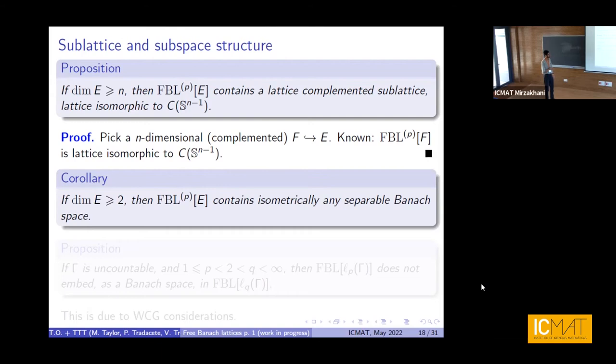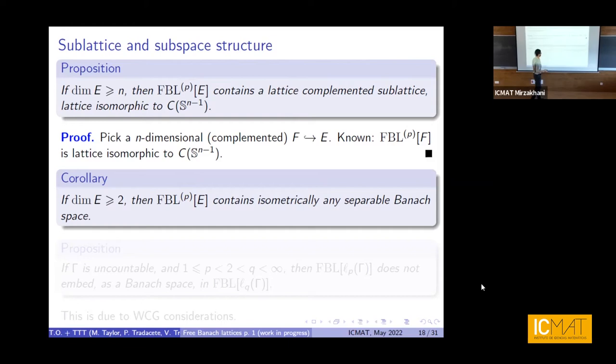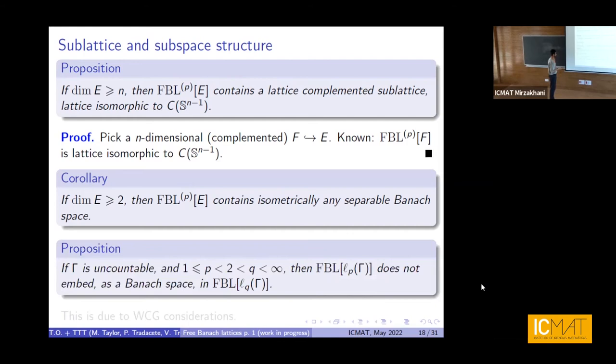And in particular, what happens if we take n to be two? Well, if we take n to be two, then we just get the space of continuous functions on the unit torus, which we know is injectively universal for separable Banach spaces. So if E is a Banach space of dimension at least two, then the corresponding free Banach lattice contains isomorphically any separable Banach space.